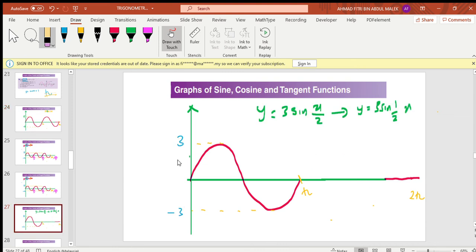So by then, if 1 over 2x, how many cycles do you have in 2 pi? We only have half of the cycle. So meaning that the value of 2 pi became here. So your graph is just stopping here. Okay, 2 pi is here, is half of the complete cycle. So you just use the understanding.